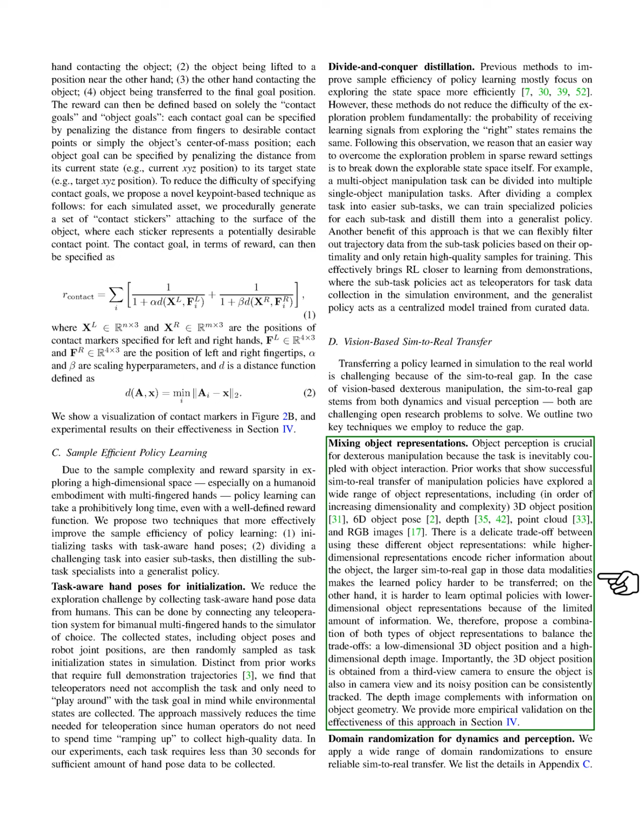To balance these trade-offs, we propose using both a low-dimensional 3D object position and a high-dimensional depth image. The 3D position is captured from a third-view camera to ensure consistent tracking, while the depth image provides additional geometric information. Second, we employ domain randomization for both dynamics and perception to enhance reliable sim-to-real transfer. We provide further details in the appendix. Our proposed methods create a general framework for applying reinforcement learning to dexterous manipulation tasks with humanoid robots.